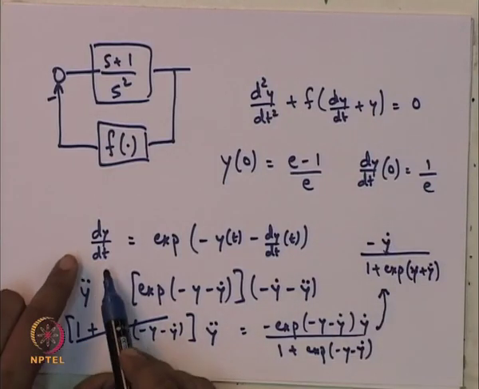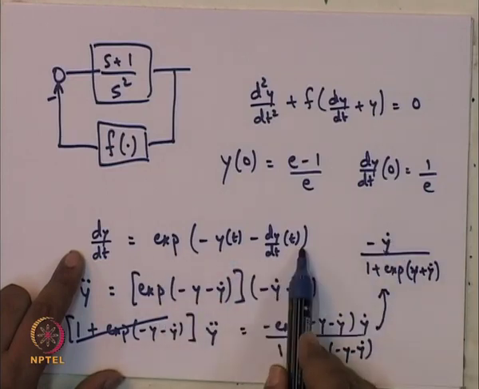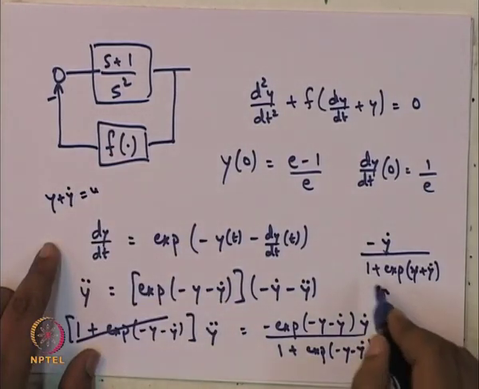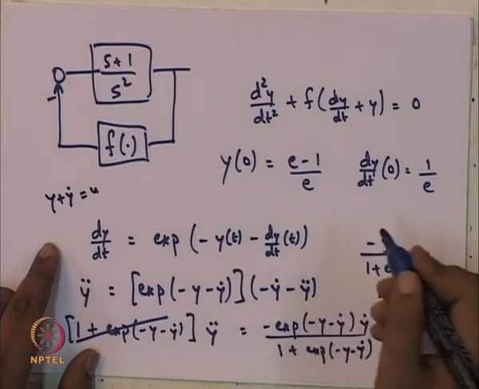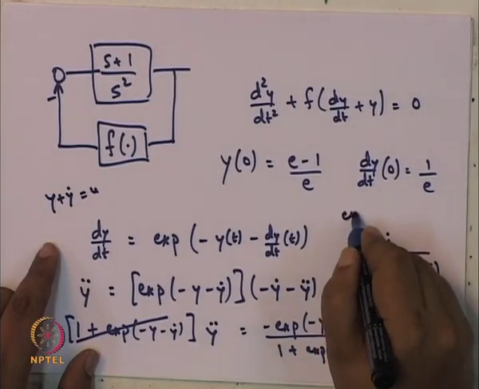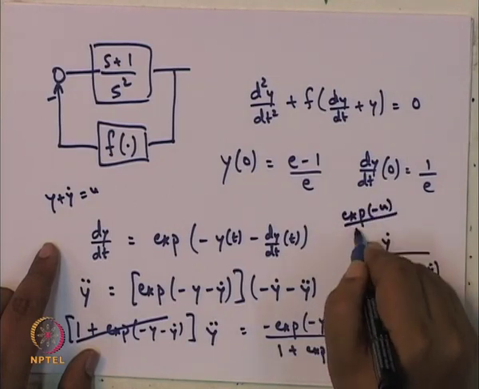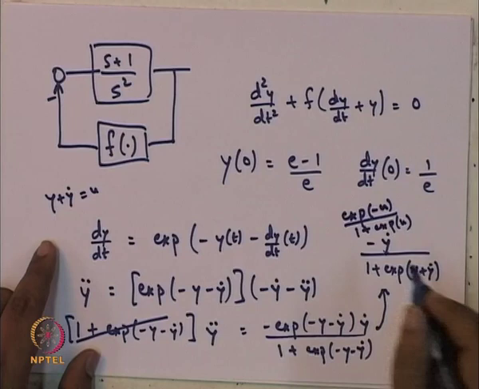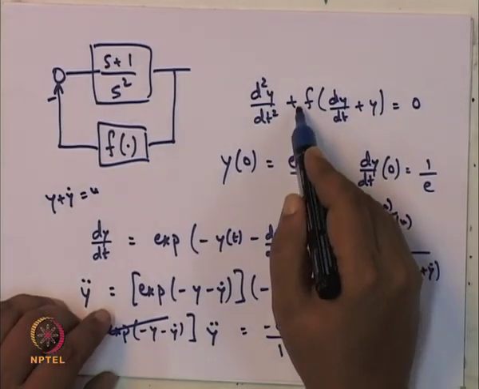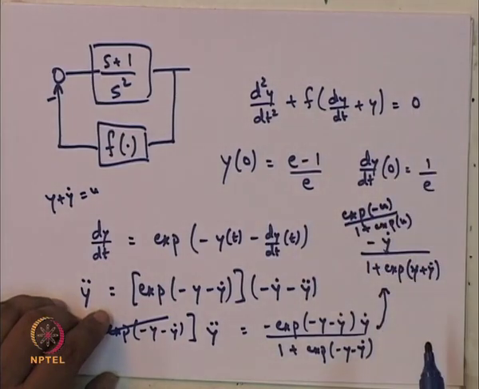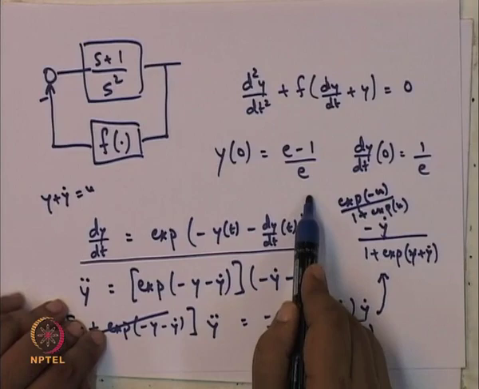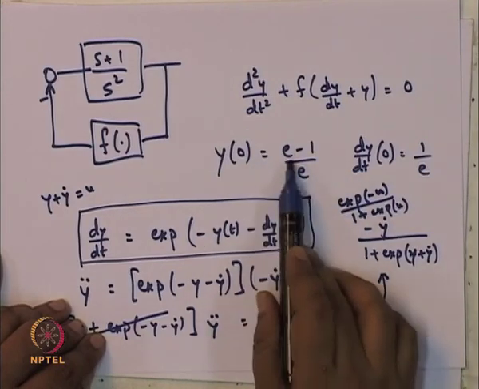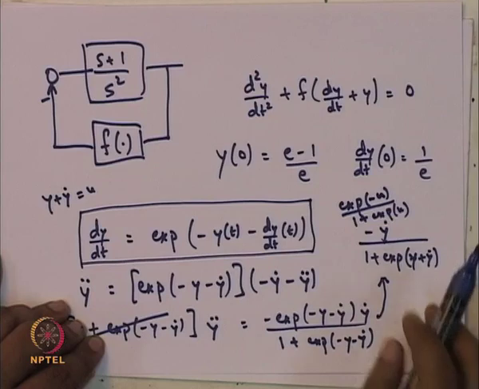Okay, and for y dot we had said that this is the solution. So for y dot we can substitute this, and if you now think of y plus y dot as u, then this expression is the same as exponential of minus u upon 1 plus exponential of u. This minus sign is appearing essentially because when you take the f to the other side there is a negative. So this particular solution is indeed a solution to this differential equation with initial conditions given by y at 0 is e minus 1 by e and dy dt at 0 is 1 by e.